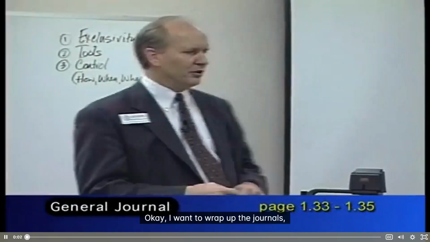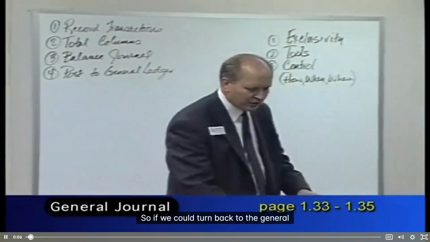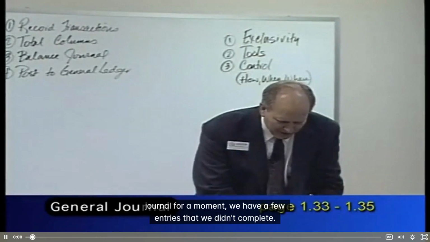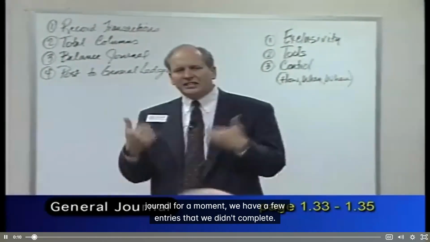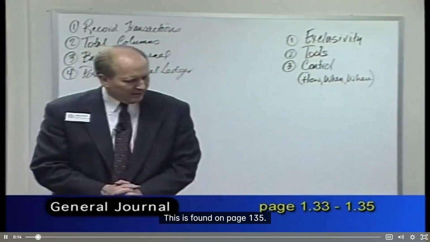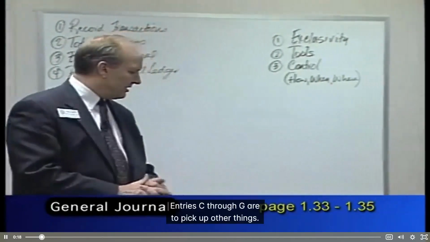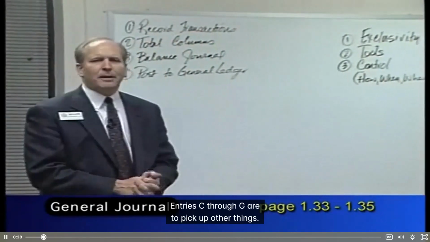Okay, I want to wrap up the journals, and then we're going to turn to the payroll information in here. So if we could turn back to the general journal for a moment, we have a few entries that we didn't complete. This is found on page 135. We did entries A and B. Entries C through G are to pick up other things.